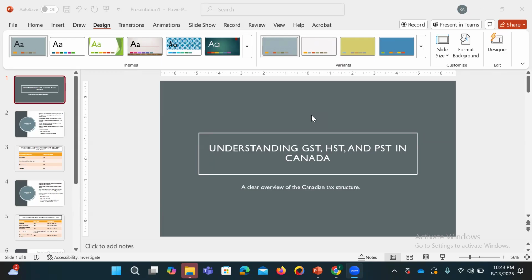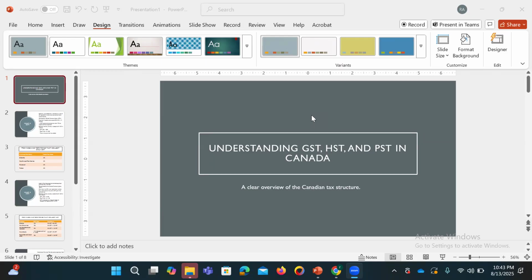Again, today in this session, we will be learning about GST, HST, PST, and the place of supply rule in Canada. I have named this presentation Understanding GST, HST, and PST in Canada, which is a clear overview of the Canadian tax structure.